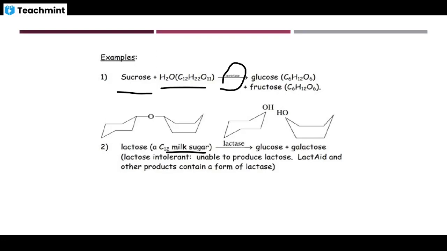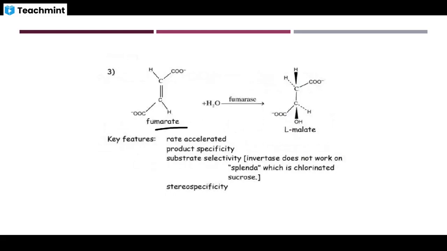Lactose intolerant means unable to produce lactase. If your body is unable to produce lactase, you cannot digest the milk sugar, you cannot digest the milk. Then you need to take a medicine like Lact-Aid or other products to supply the lactase, which in situ hydrolyzes the lactose to glucose and galactose. Fumarase converts fumarate to malate. You see, for every substrate you need a different enzyme.